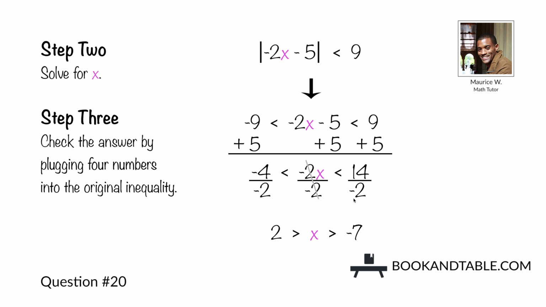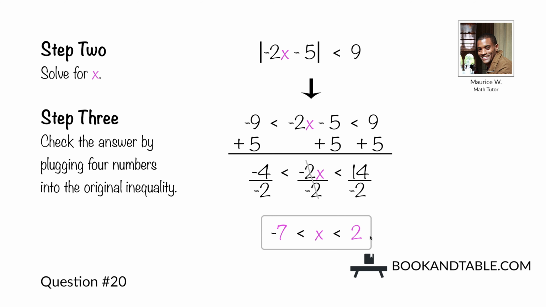And since we are dividing by a negative number, we have to reverse our signs from less than to greater than. When we do so, we reverse this. So we get negative 7 is less than x, which is less than 2. Negative 7 is less than x, which is less than 2. So this would be our answer to question number 20.